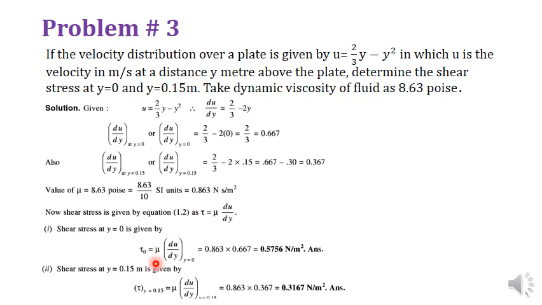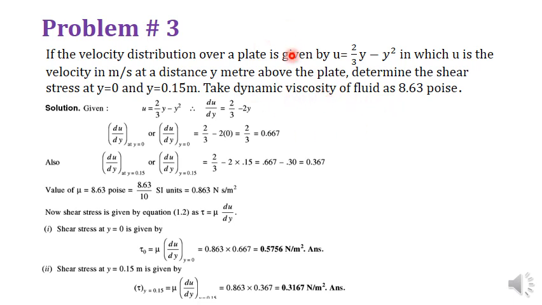Now in the next slide, you can see the statement first of all. If the velocity distribution over a plate is given by u is equal to 2 by 3 y minus y square, in which u is the velocity in meter per second at a distance y meter above the plate, determine the shear stress at y is equal to 0 and y is equal to 0.15 meters. Take dynamic viscosity of the fluid as 8.63 poise.